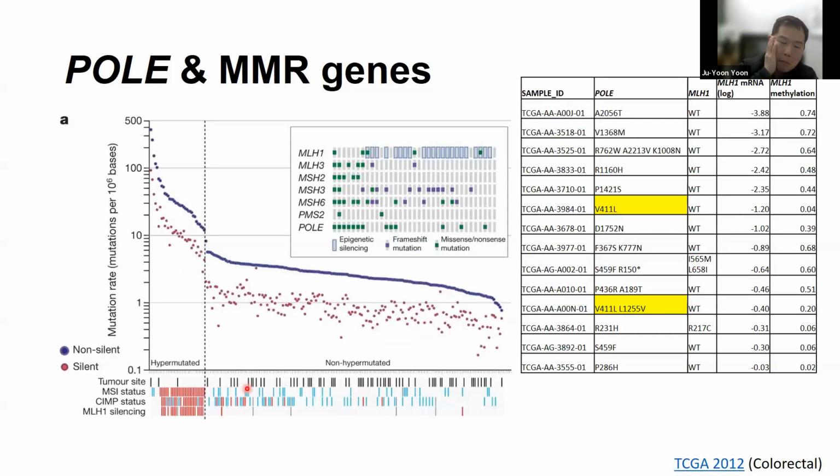Now, what's a little bit harder, at least in my mind, is that when I look at the colorectal TCGA study, you can get cases that are POLE mutated, even in things like, you know, V411L, and have some detectable level of MLH1 methylation. And in my mind, I think of MLH1 methylation and POLE mutations as mutually exclusive events, and that probably is true in most cases.